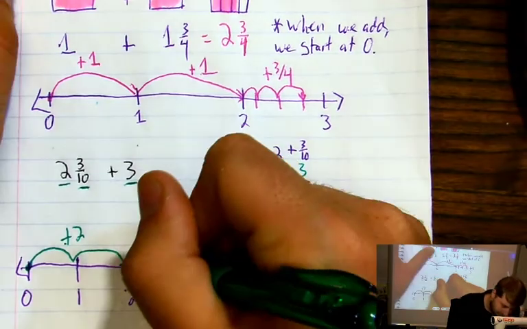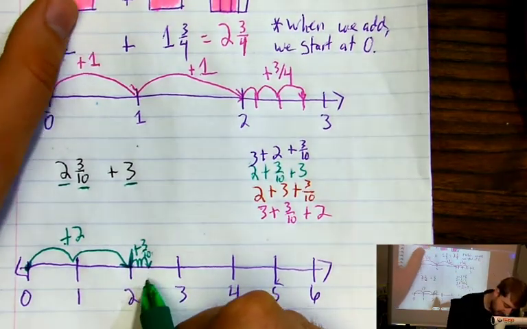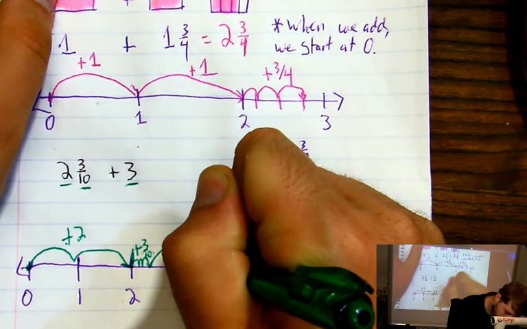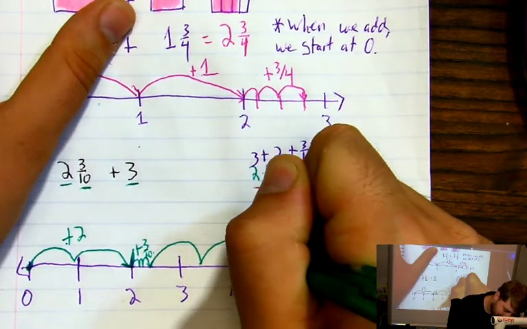So since we're at 2 3/10 right now, these next 3 jumps are going to go one whole, which means we won't land on a number. We will land 3/10 to the right of each of these numbers.